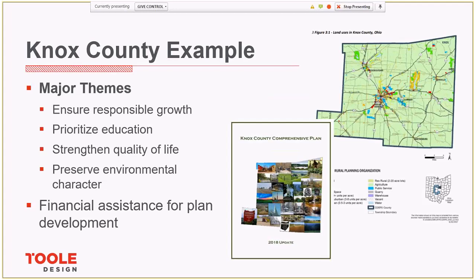I think things to note about this plan is that financial assistance for the plan development was provided by AEP Ohio, the Community Foundation of Mount Vernon and Knox County, and the United Way of Knox County. The county hired consultants to help jumpstart the planning process by facilitating some goal-setting sessions and creating some of the maps that you see here on the screen.